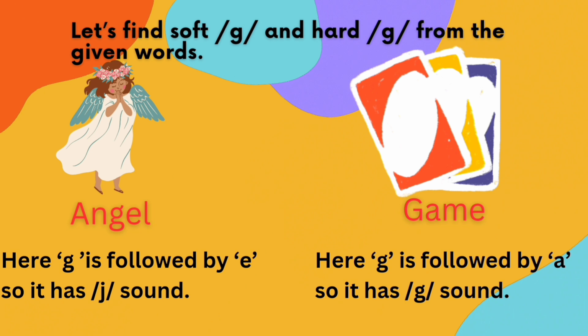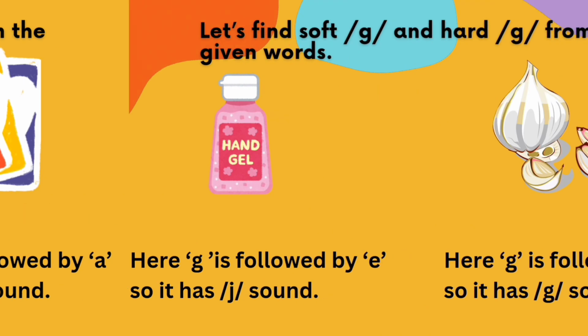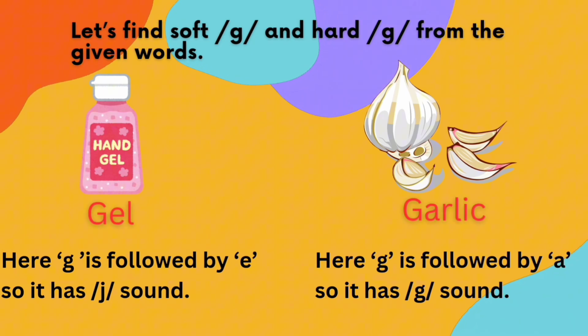Now angel. In angel, G is followed by E, so G has a soft sound, which is J. And in game, G is followed by A, so G has a hard sound, which is G. Now in gel, G is followed by E, so G has a soft sound, which is J. And in garlic, G is followed by A, so G has a hard sound, which is G.